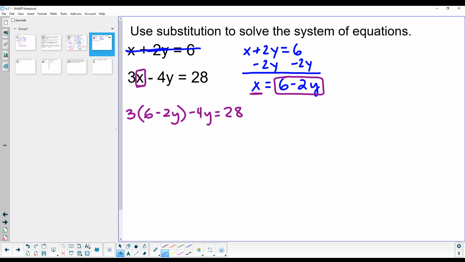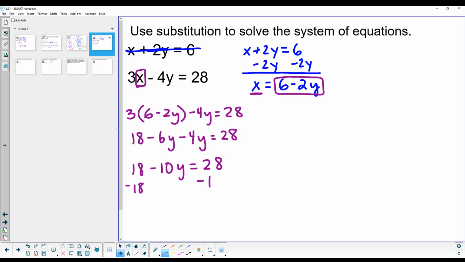Good. Okay. So now we're going to solve this for y. So start with the distributive property. 3 times 6 is 18. 3 times minus 2y is minus 6y. I still have minus 4y and equals 28. Now combine your y's, negative 6 and negative 4, that's minus 10y. Solve this, so subtract 18 from both sides, and you get negative 10y equals positive 10. To finish that, we're going to divide by negative 10, and we figure out that y is equal to negative 1.